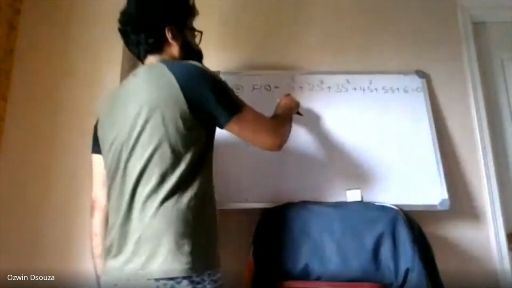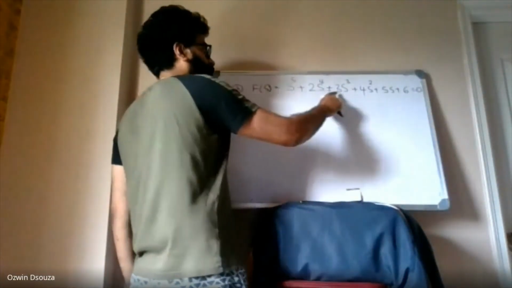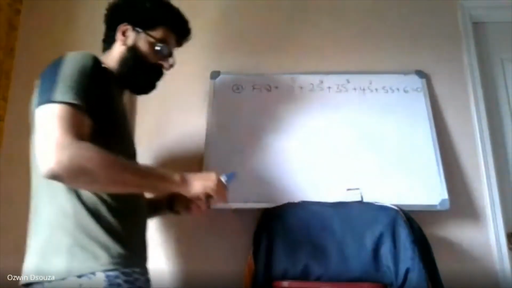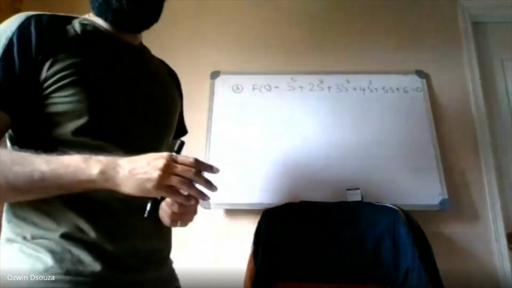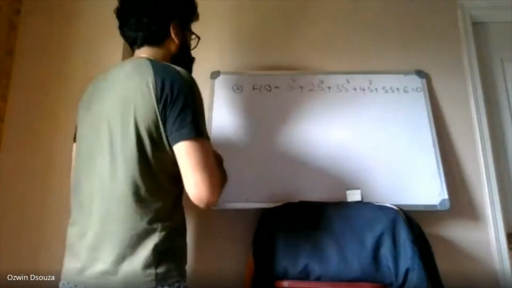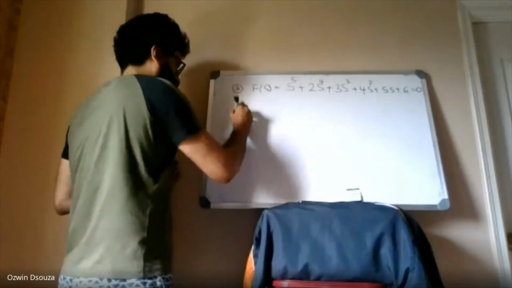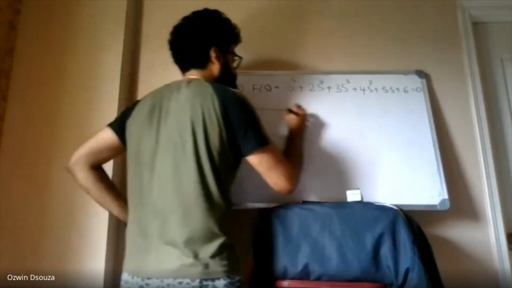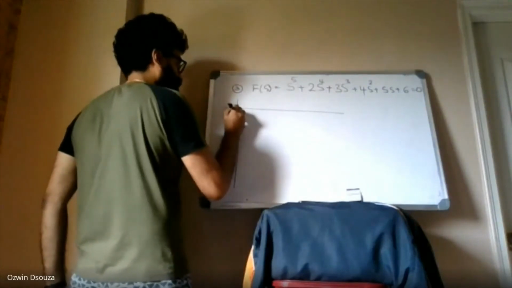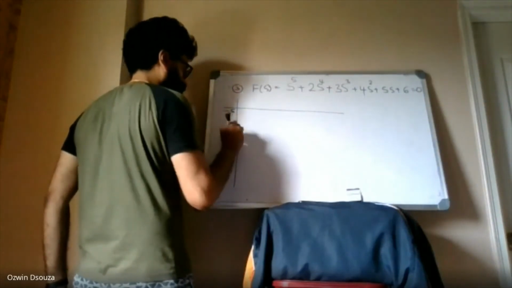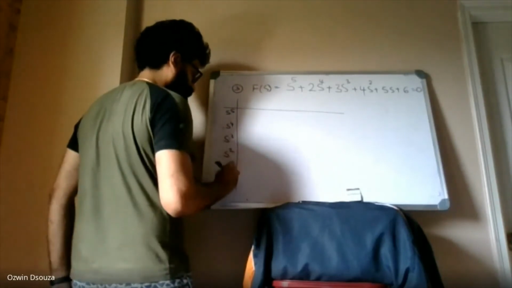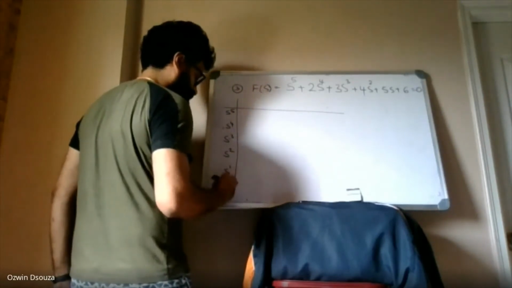So s to the power 5 plus 2s to the power 4 plus 3s cube plus 4s squared plus 5s plus 6 is equal to 0. Judge the stability using Routh-Hurwitz criteria. Okay, so try solving this problem. So the highest power is s5 followed by s4 and then s cube, s squared, s1, s to the power 0.